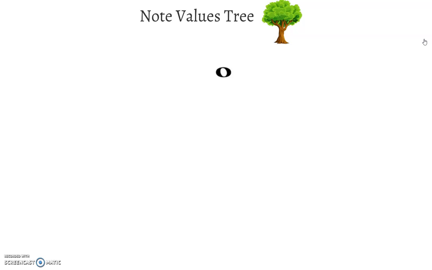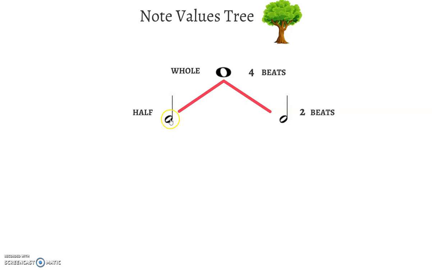At the top of the note values tree, you have this open circle. It's a whole note. It gets 4 beats. The next level down, you've got half notes. Each of these gets 2 beats. Notice that 2 plus 2 equals 4.